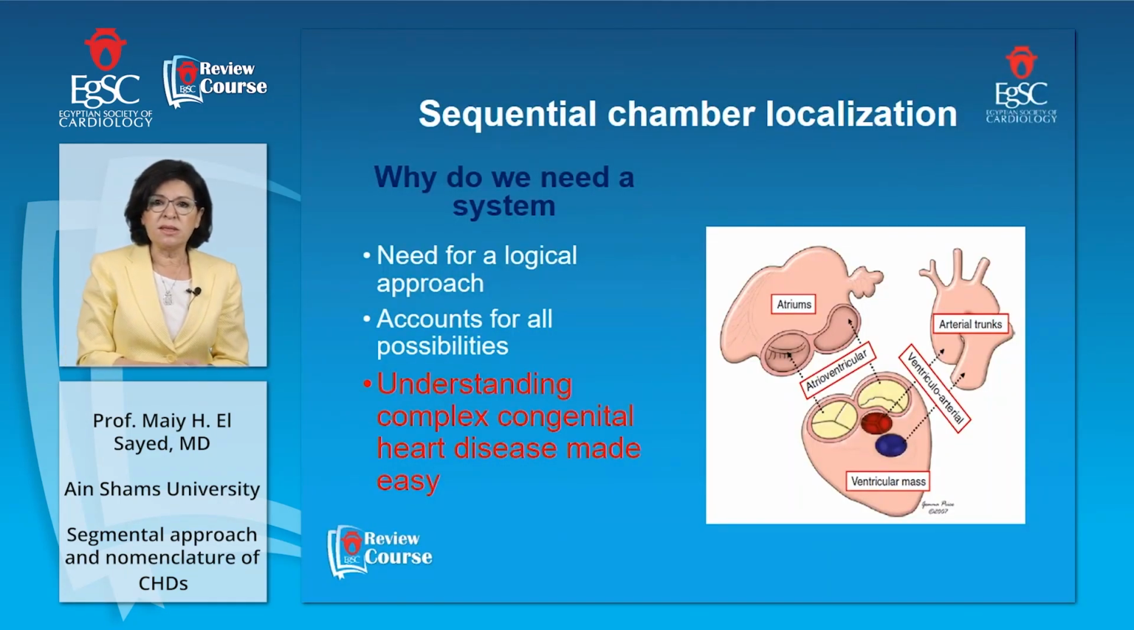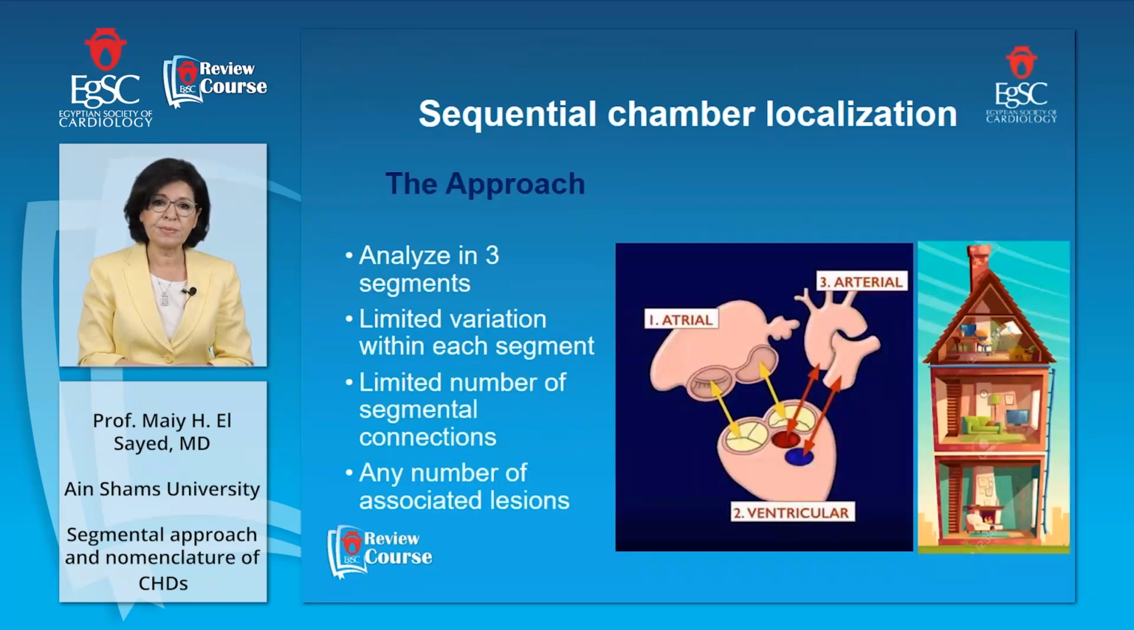So why do we need a system? We need a system because there is a need for a logical approach, and it accounts for all possibilities. So we divide the heart into three segments: the atria, the ventricles, and the great arteries. And this makes understanding complex congenital heart disease much easier.